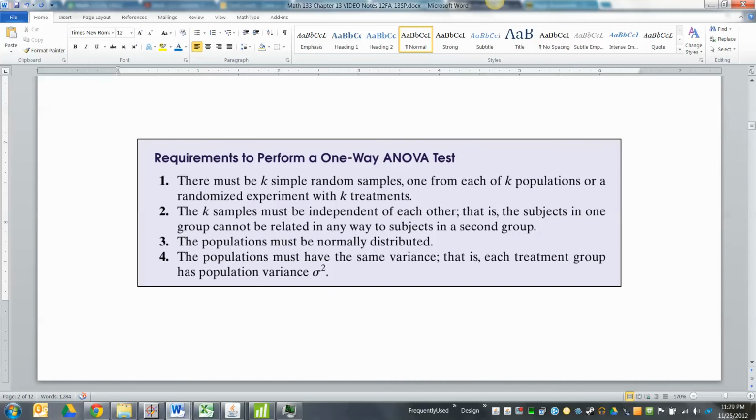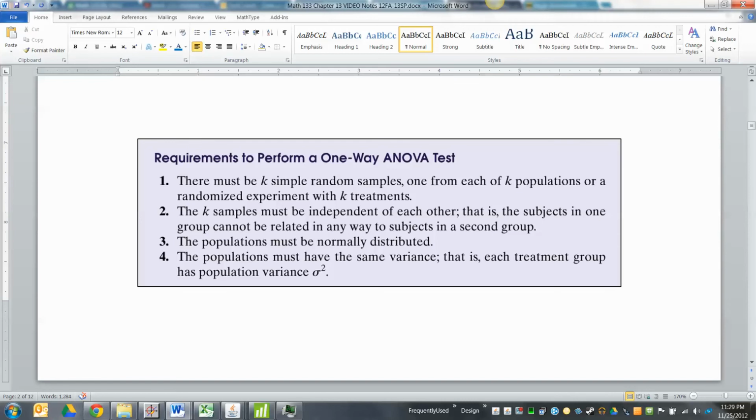Now, here are the requirements in order to perform a one-way ANOVA. You can't just go run around doing ANOVAs all over the place. You have to have specific things going on. There must be k simple random samples, one from each of the k populations. The k samples must be independent. Again, there's that independence thing. We do very little things that are dependent. We had that one test about proportions in 11.1, and we had 11.2, which was all dependent stuff, the paired data. But that's about it. We haven't done much else.